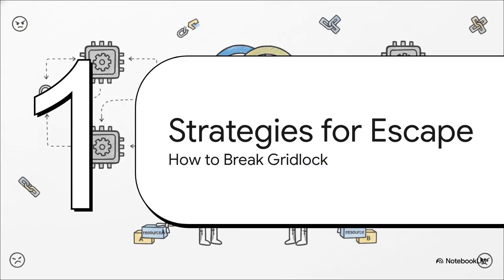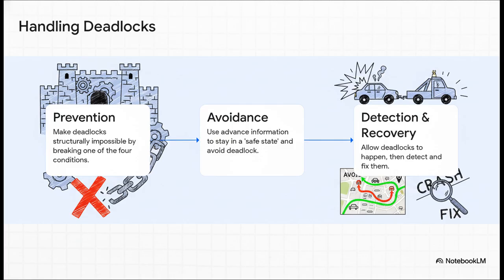All right, so we get what a deadlock is, we know the 4 conditions, and we can even spot one on a graph. So the next logical question is, what can we do about them? How do the people who design our operating systems actually handle this problem? So, broadly speaking, there are three main ways to go. First, you've got prevention. That's where you design the system from the ground up to make it totally impossible for one of those four conditions to ever happen.